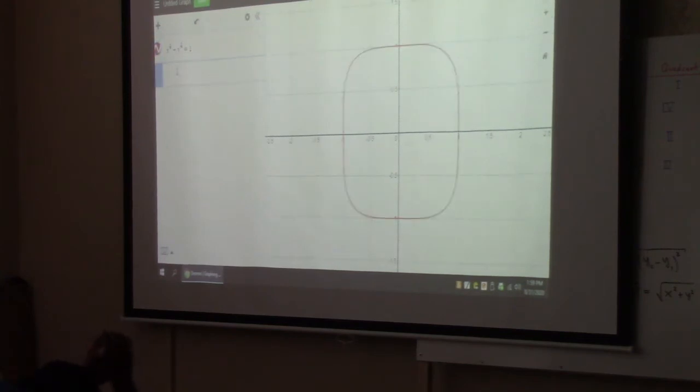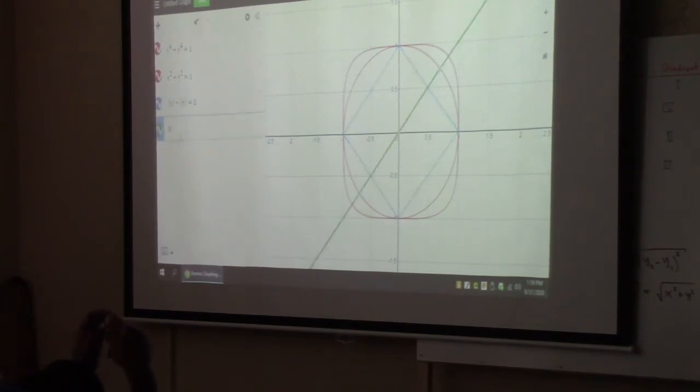You can compare that to, there's the circle. What happens if we put absolute value of x plus the absolute value of y equal to 1? You know, what do you think will happen if I put x to the 10th plus y to the 10th equal to 1?